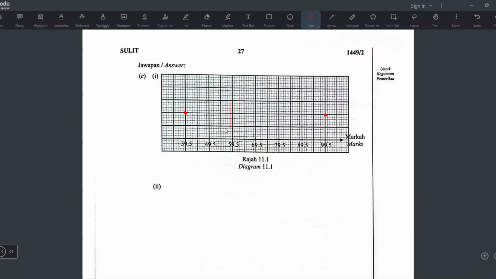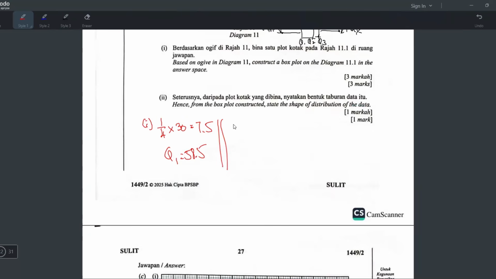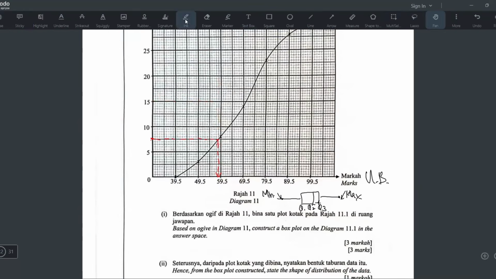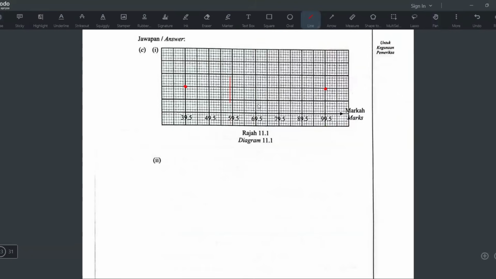Now we are done, so we can go to our Q2. Q2 is also known as the median. So it's 1/2 times total frequency, and then Q2 equals that. Here you get 15, which means you have to go to 15 and draw across. The moment you reach the graph, that's when you draw down. So it's 69.5 plus one box, which is 69.5 plus 1, so it's 70.5. You go to 70.5 and draw a line like that. That's our Q2.